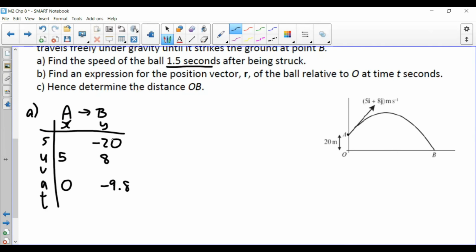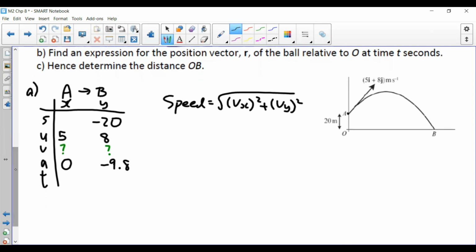We want to find the speed of the ball. Speed means Vx and Vy. So, just a bit of recall, speed is equal to the square root of Vx squared plus Vy squared. Speed is the magnitude of the velocity vector. So what we need to do is use 1.5 seconds.